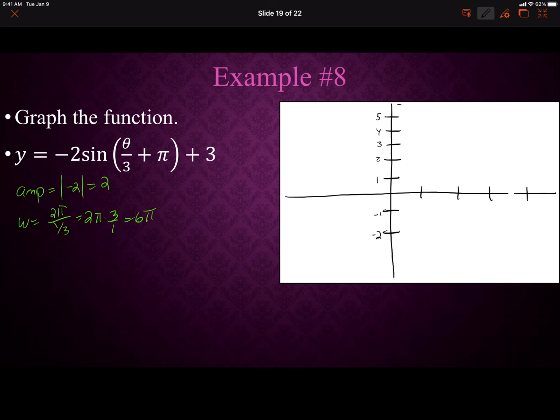And again, the horizontal values are the quarter period, which would be 3 pi over 2. The half period, which is 3 pi. The 3/4 period, which is 9 pi over 2. And the full period, which is 6 pi.